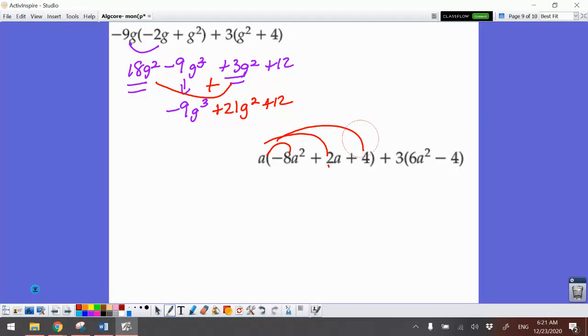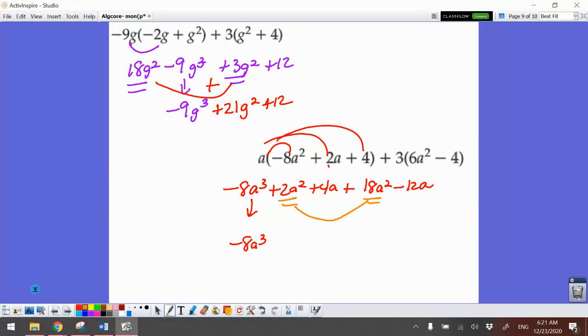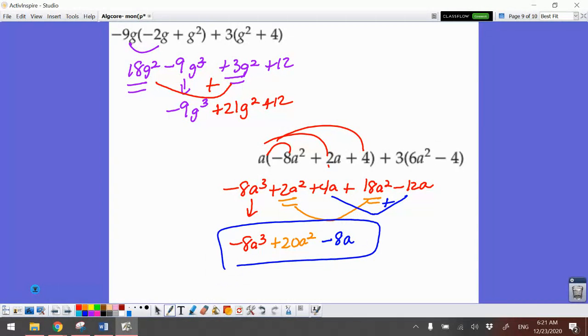All right, let's distribute here. So -8a^3 plus 2a^2 plus 4a plus 18a^2 minus 12a. Again, the one that has the most powers is the -8. Looking for like terms, I see I have a 2 and an 18 that are the same. So +2, +18, if I add those, is going to give me a +20a^2. Remember, I'm adding, so my powers do not change. And I have a 4a plus a -12a, which is going to give me a -8a. So that is my final answer.